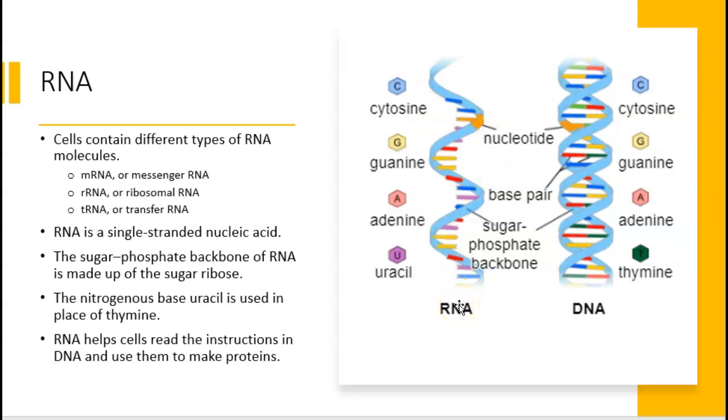The sugar is different. In DNA, it's deoxyribose. In RNA, it's ribose, and it's right in those names, DNA and RNA. And then again, that base difference. The T is replaced with U in RNA.